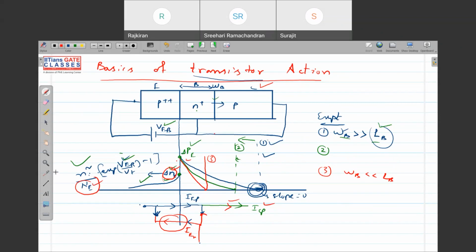Clear. So serially you have to understand. The forward-biased junction in base to emitter gives a current in the collector terminal, because the slope here is not zero, and whatever slope is there, the diffusion current goes to the collector. This is nothing but my transistor action.